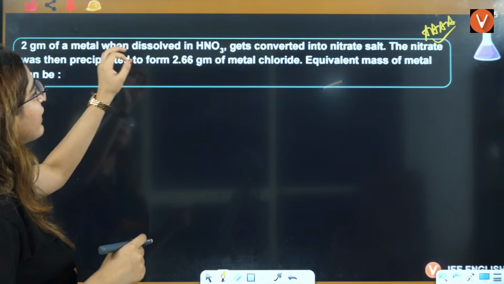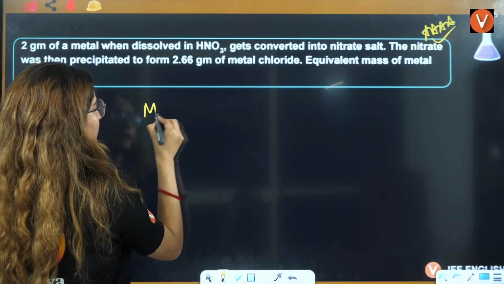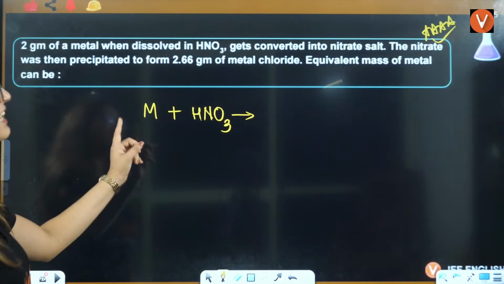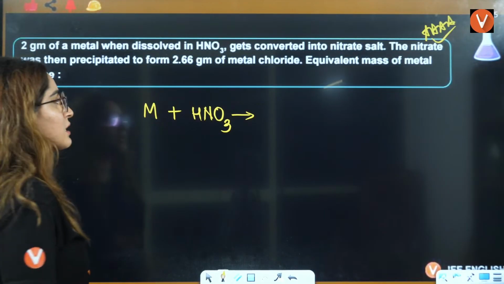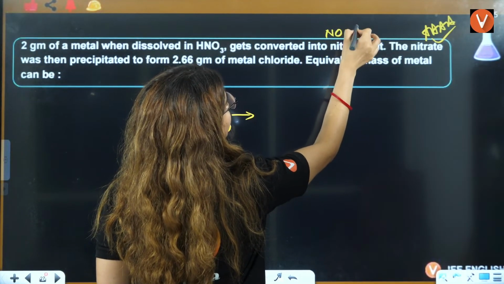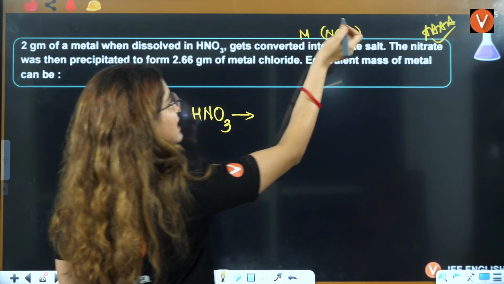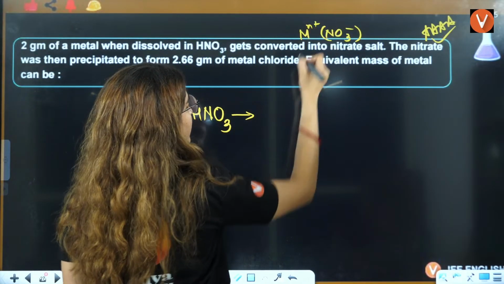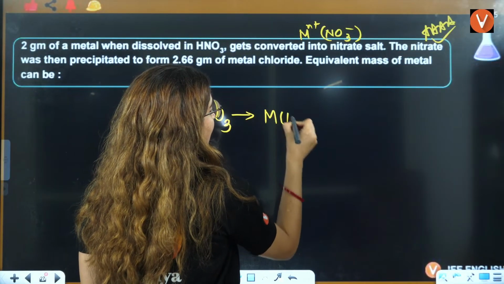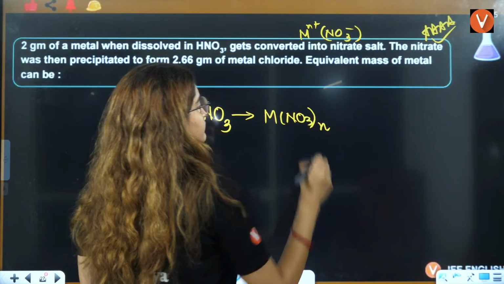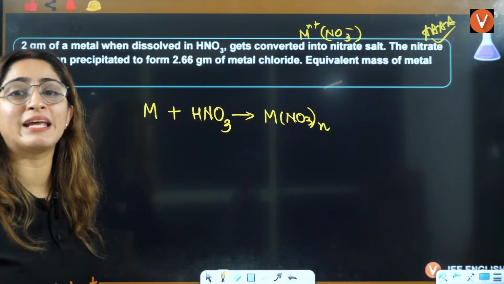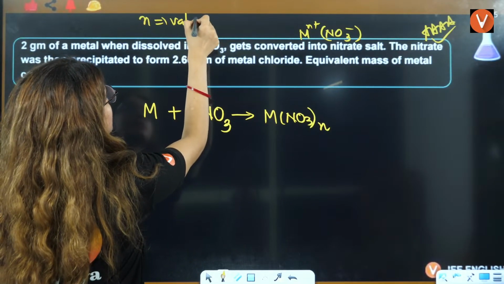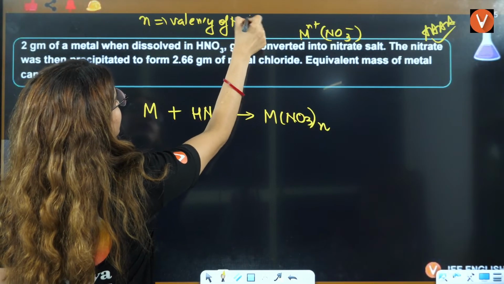2 gram of metal when dissolved in HNO3. They are saying there is some metal that is dissolved in HNO3 and gets converted to nitrate salt. Now, nitrate salt, we know that nitrate is this. Let's say the metal has valency n. So with n valency, it will be M(NO3)n. You can take any valency. I am taking n as the valency of the metal.